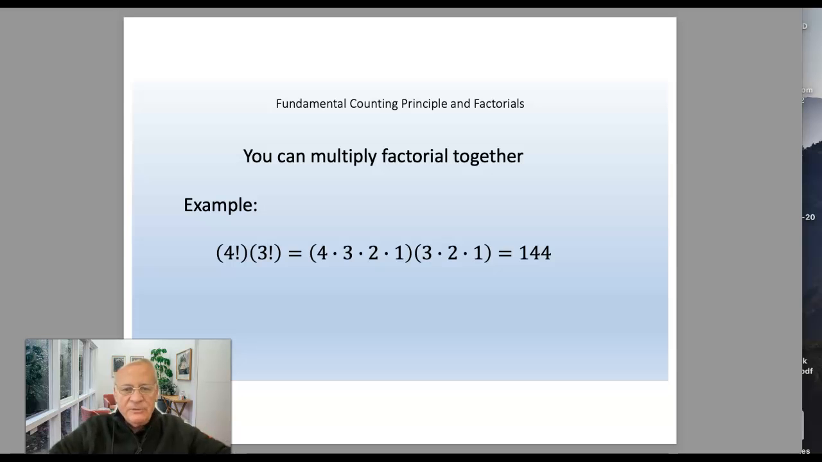We can multiply factorials together. Just multiply them together: 4 factorial times 3 factorial. Just put them together. It's 144.